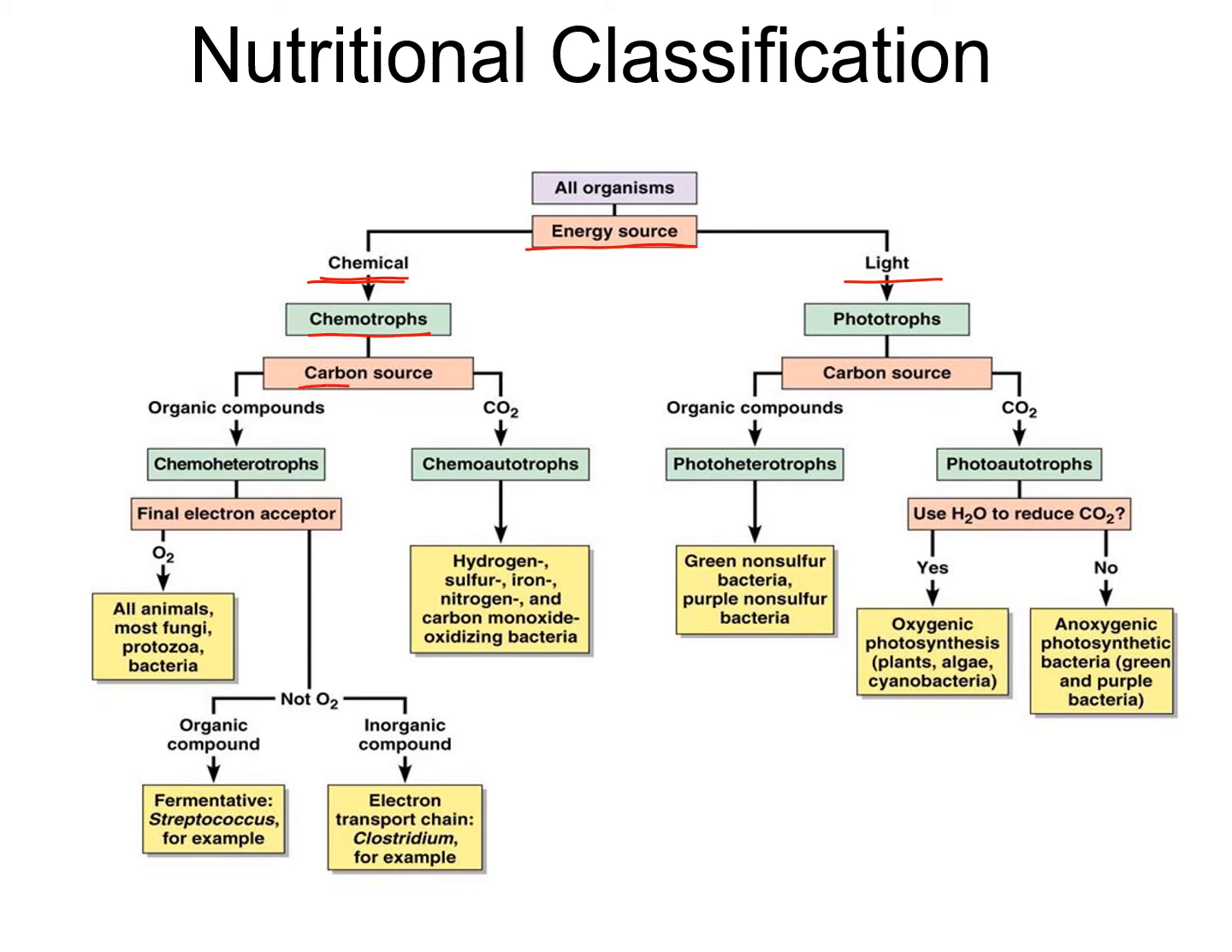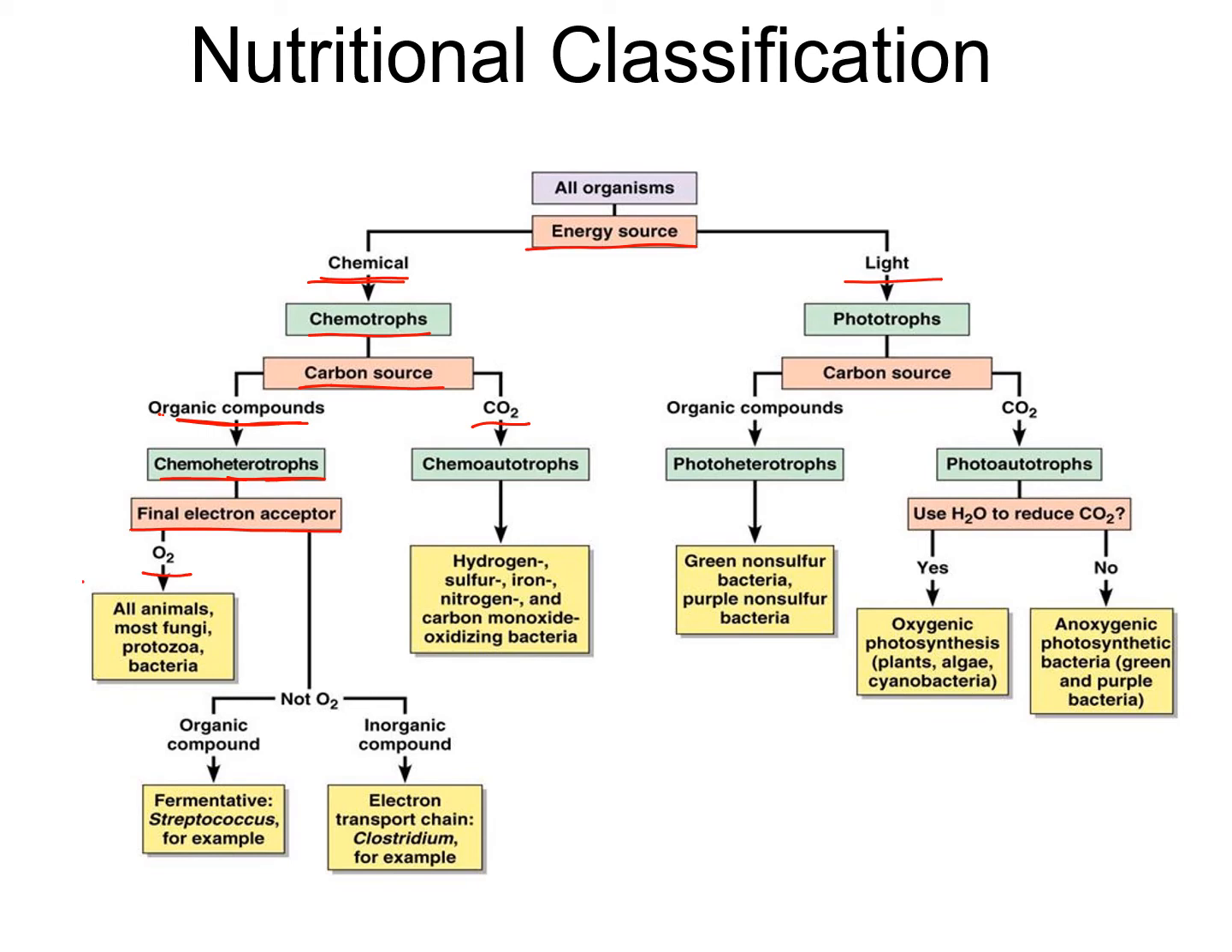Next, we divide them by their carbon source. And there are two potential sources of carbon. It can be from organic molecules or inorganic carbon dioxide from the atmosphere. If an organism gets its carbon from organic molecules, then it is called a chemoheterotroph. Hetero, other feeder. It has to ingest other living things to get its carbon. And then within these chemoheterotrophs, we can divide them into groups by the final electron acceptor they use in their carbohydrate metabolism. If the final electron acceptor is oxygen, then they are using aerobic respiration.